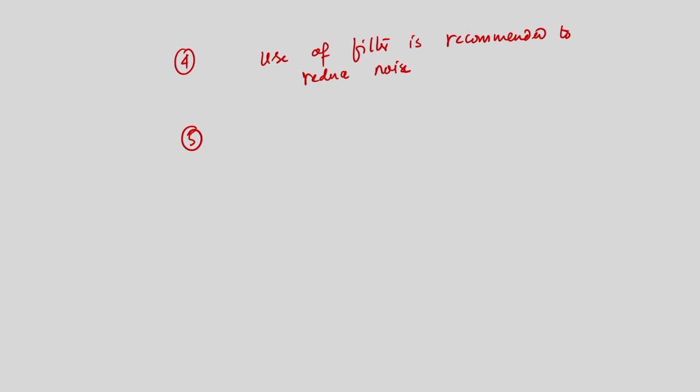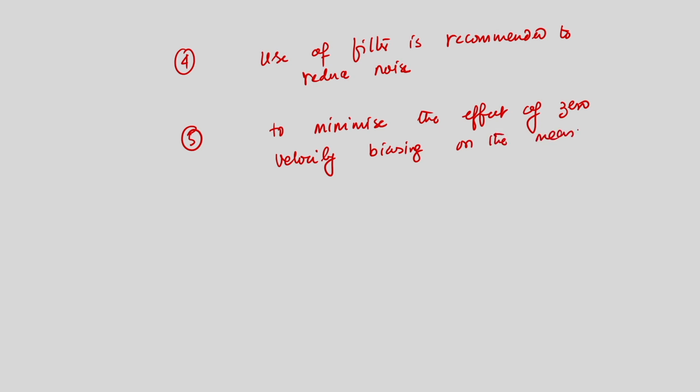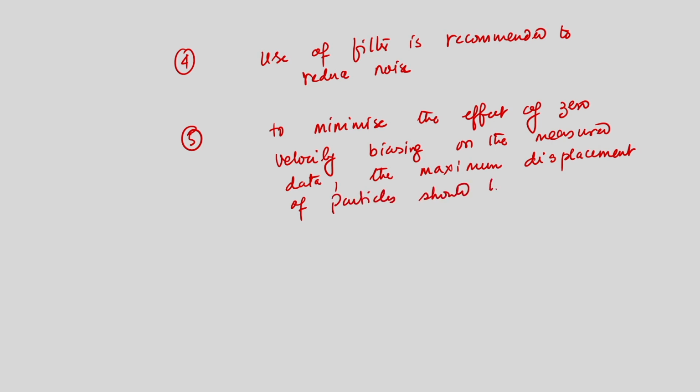Number 5, to minimize the effect of zero velocity biasing on the measured data, the maximum displacement of particles should be 1/4 of the integration area.